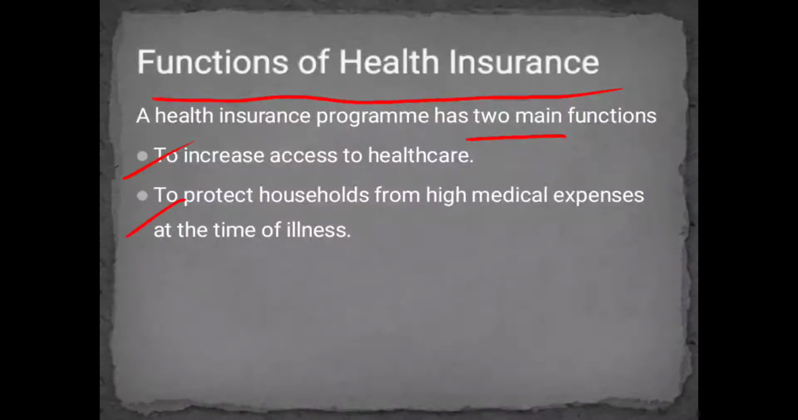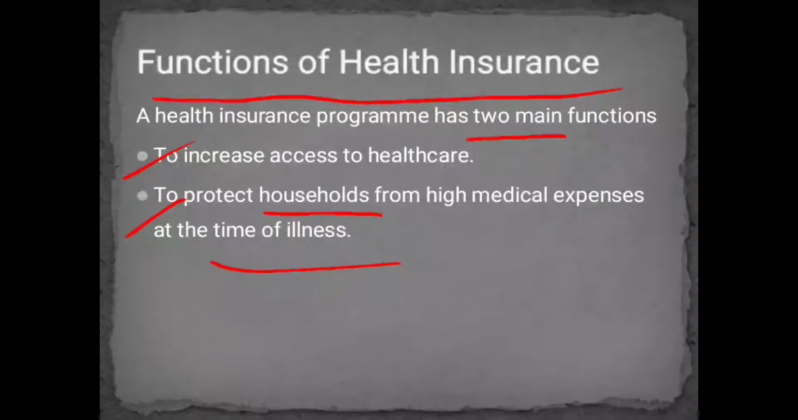The second is to protect households from high medical expenses at the time of illness. Households means the general public, so to protect the public from high medical expenses. When you incur some illnesses, high medical expenses will follow. At that time, health insurance will come to help them. So these are the two main functions of health insurance: one is to provide health care to maximum people, and second to lessen their burden of medical expenses.